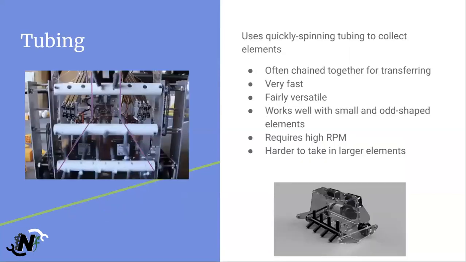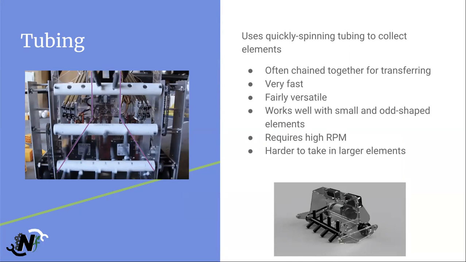Next, we have tubing. Tubing intakes use very fast spinning tubing in order to collect elements. For example, here you can see on the left. They're often chained together for transferring. Once again, on the left, you can see a series of tubing rollers, and these allow the elements to move from the bottom all the way over to the top of the image.